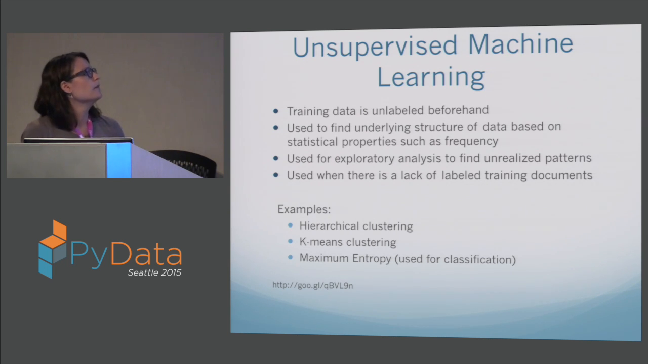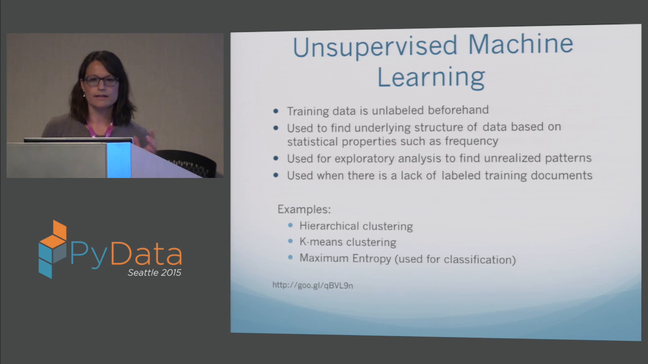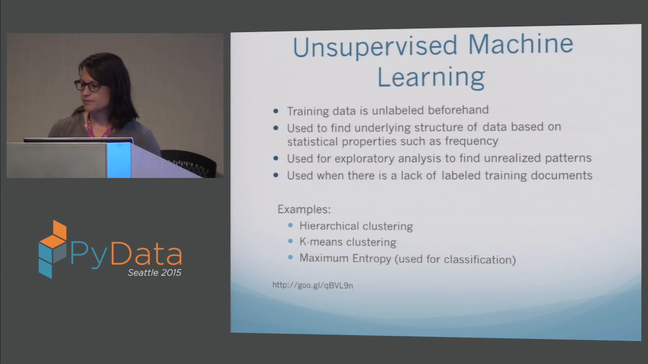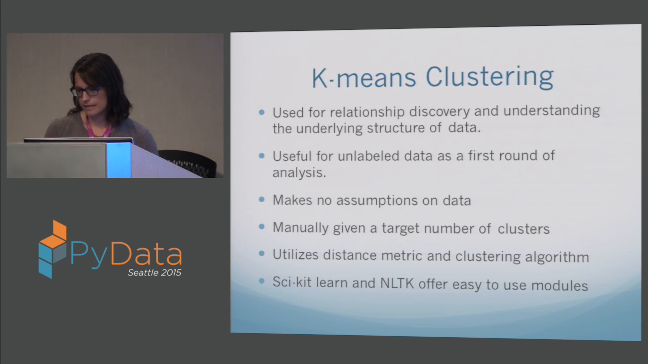And it's used when there's a lack of labeled training documents. So there's just some examples of models. I have seen maximum entropy classified as a supervised model and unsupervised, so I guess it depends upon what academic papers you read. So I'm going to be talking about k-means clustering a little bit here.